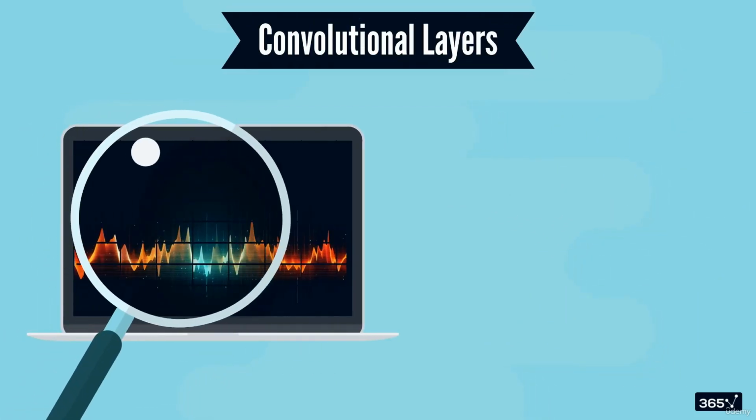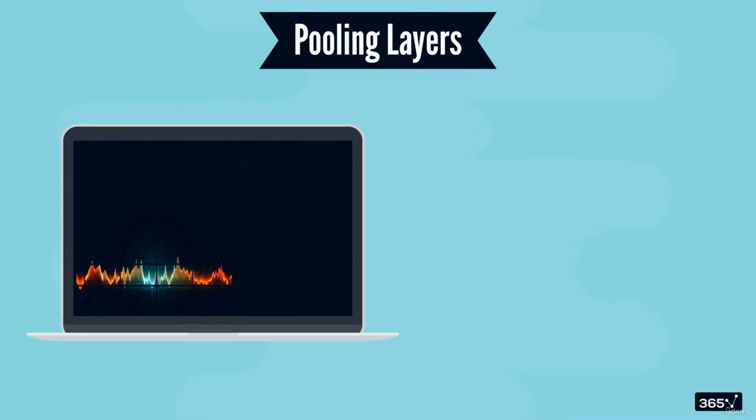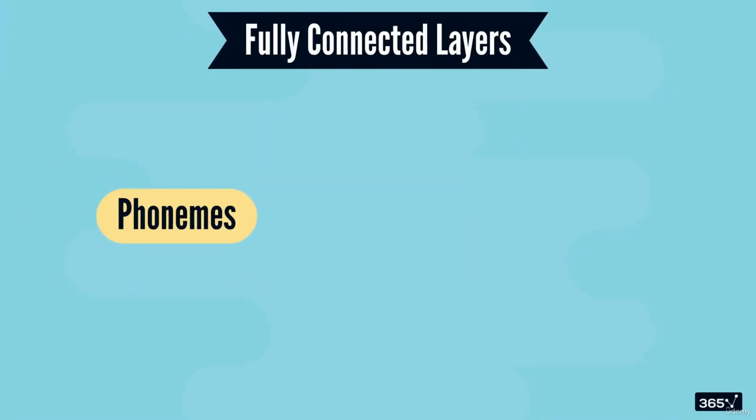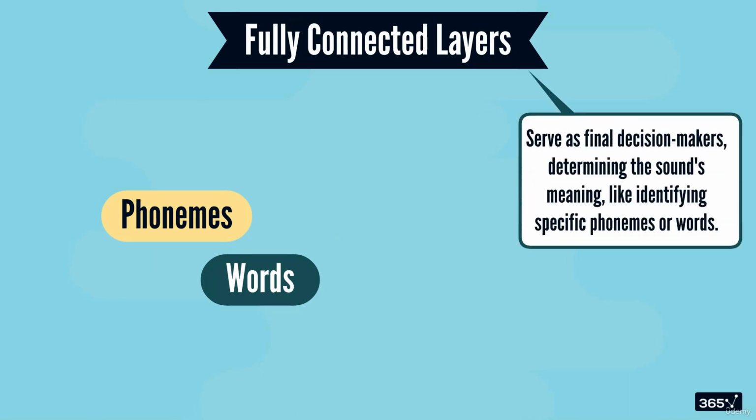Convolutional layers. These function as sliding windows across images or spectrograms, extracting essential details and identifying key features. Pooling layers. After pinpointing crucial details, these layers simplify the process by reducing data volume, speeding up processing, and preventing an overemphasis on trivial details. Fully connected layers. Following pattern recognition and data simplification, these layers serve as final decision makers, determining the sound's meaning, like identifying specific phonemes or words.